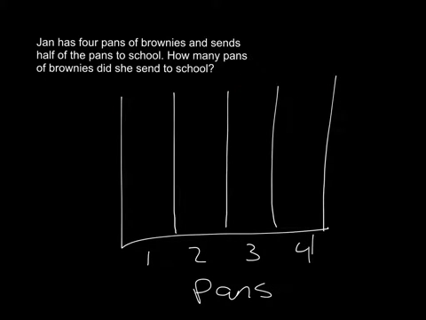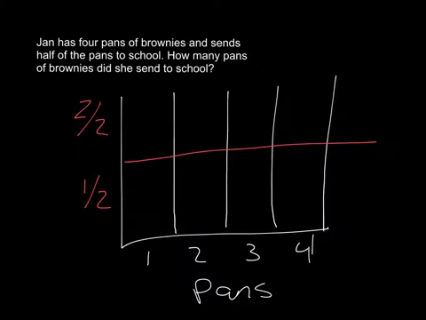Typically, I do not add a top, and that will make more sense as to why when we get into later lessons. And I know that half of the pans were sent to school. So what I'm going to do now is take those pans and draw a line down the middle. So I have half here, and I have the other half up above. And when I have the area model with these 4 pans, I know that I can completely ignore this upper half, because only the lower half of the pans is sent to school.